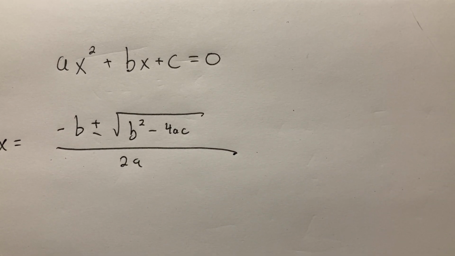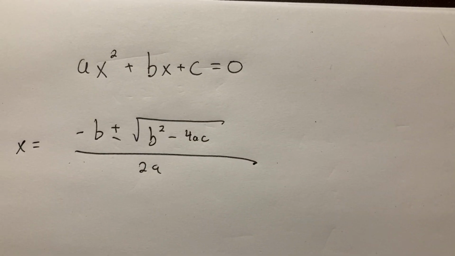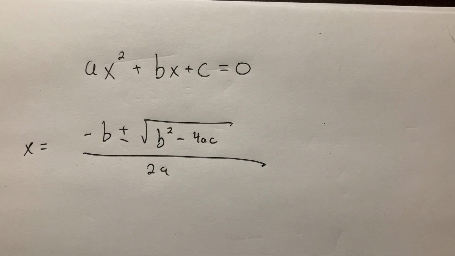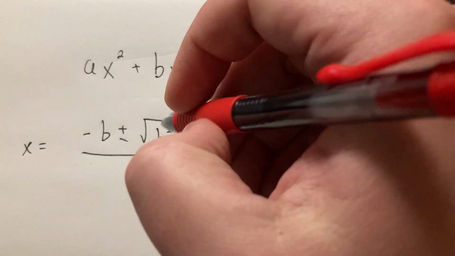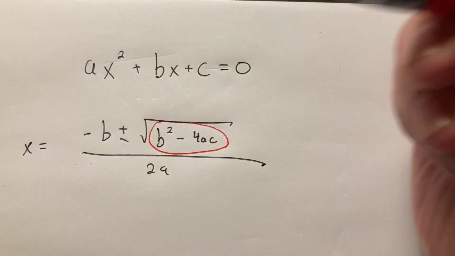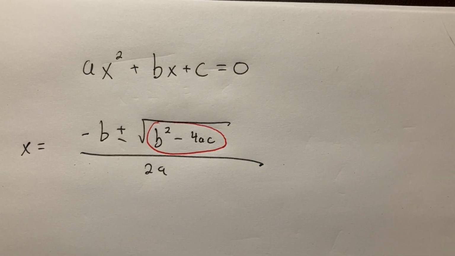All right, this is Mr. Slaney's video on the quadratic formula with a special emphasis on the discriminant, which is really this chunk right here, b squared minus 4ac.